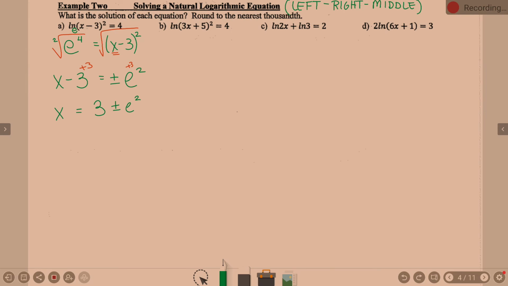Okay. We have how many answers to this problem? 2. The directions say to the nearest thousandth, which means I need decimal answers, right? So this is where the calculator comes into play. We're going to have to figure out what is 3 plus e squared and what is 3 minus e squared to 3 decimal places. So grab your calculator and practice. Same thing I've said in the past. Practice while you can. Practice while I can help you find your mistakes, right?